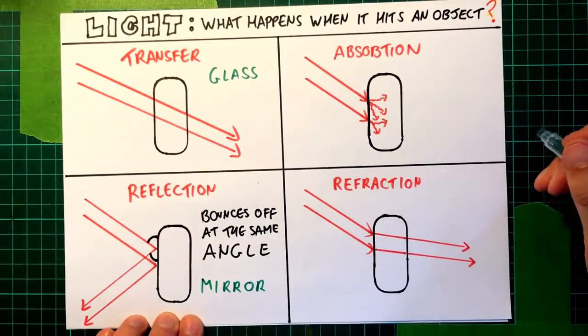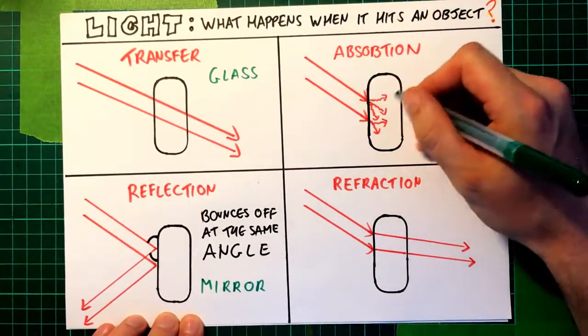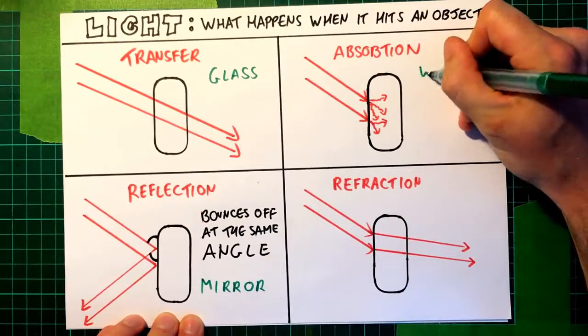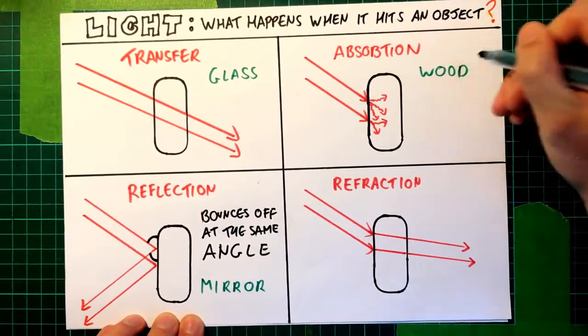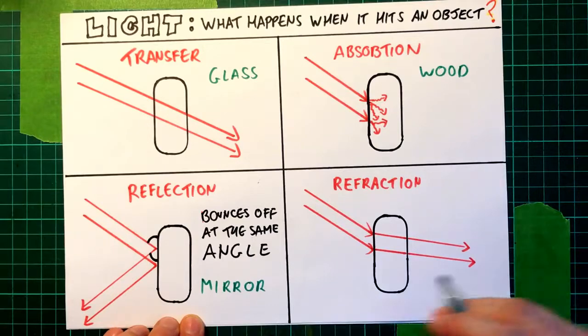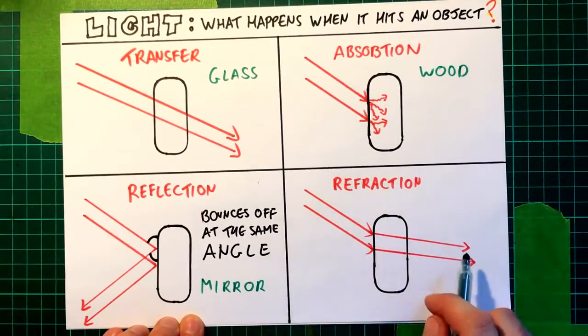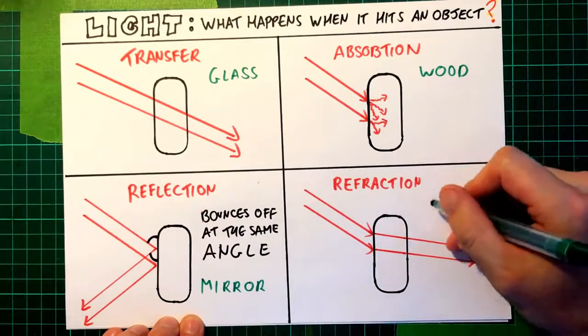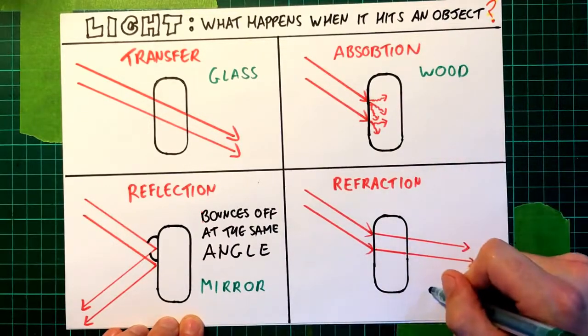Absorption is when the energy of the light gets taken in by the object, such as, say, a piece of wood. And then refraction happens when light changes angle, it bends. And when it slows down as it passes through certain types of objects, such as water.